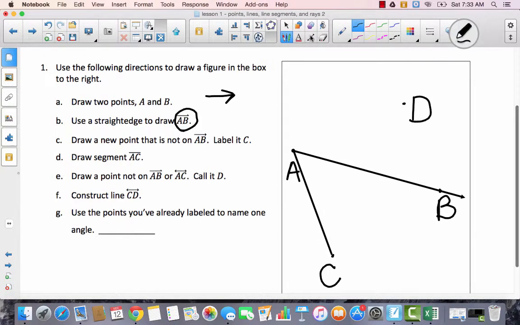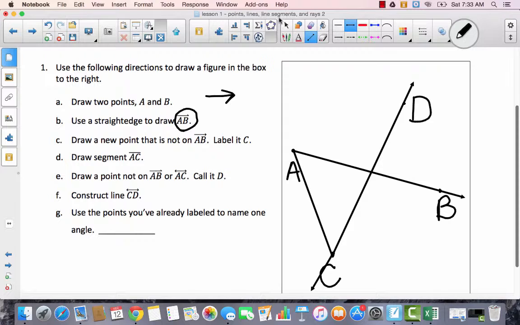Construct line CD. So now I'm going to use two arrows. I'm going to start here with C, and I'm going to go all the way through D. It goes on and on forever. I'm going to come back here from C and go on and on forever. Okay. So it's important that this has arrows at the end because that is what shows that it is a line. Now this isn't exactly straight. I'm going to try to straighten it up a little bit.